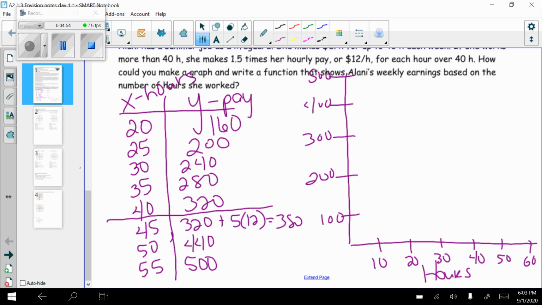And I'm just going to plot these points. So at 20, we're at 160. So this is my halfway point. A little bit past that, 25, we're at 200. 30, we're at 240. 35, 280. 40, we're at 320. Notice that that part, I can draw a nice straight line. Now, my next part at 45, I'm up to 380.